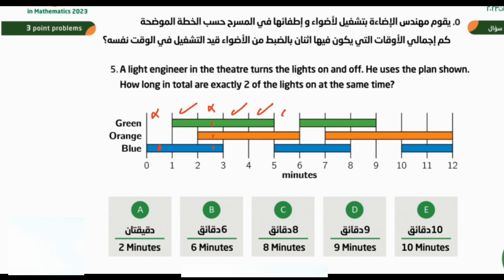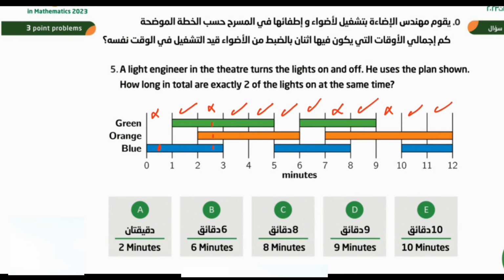Between 5 and 6 also correct. Between 6 and 7 also correct. Now between 7 and 8 we have 3, so this one is not correct. Now between 8 and 9 also correct. Between 9 and 10 we have just one, so this one is not correct. Between 10 and 11 we have just 2, so it's correct. And between 11 and 12 we have also 2, so it's correct.